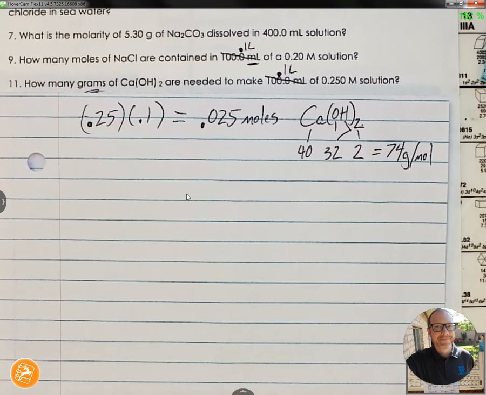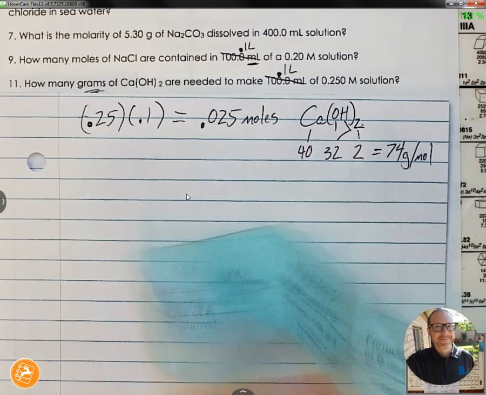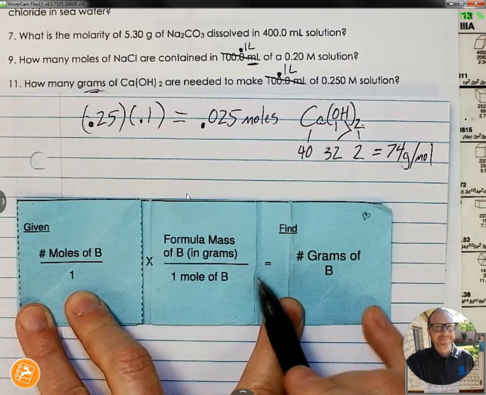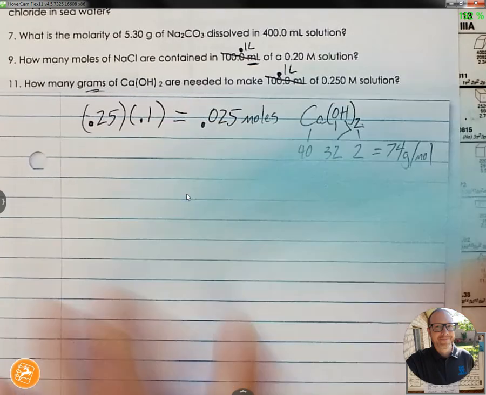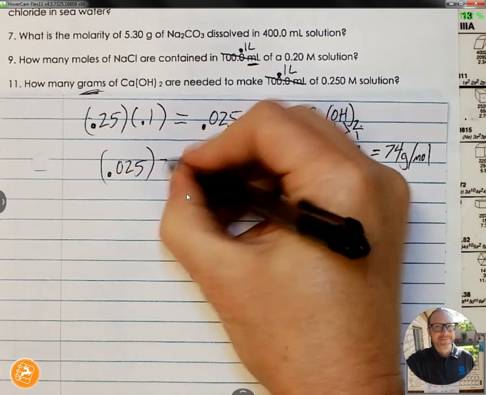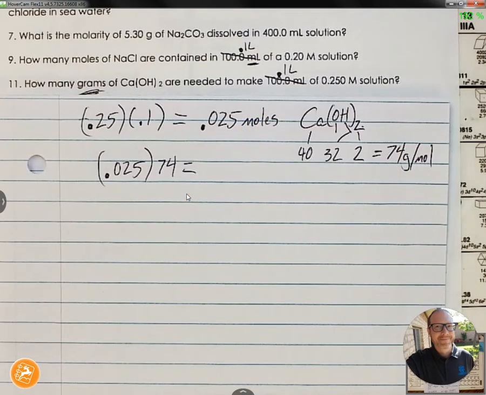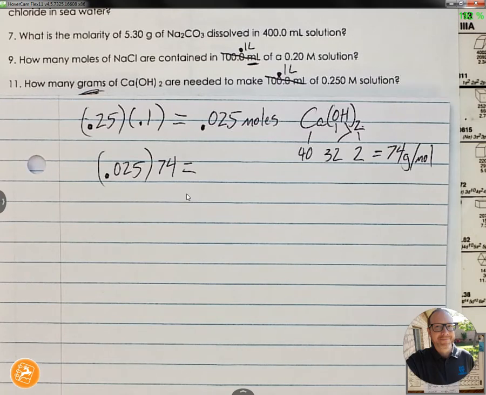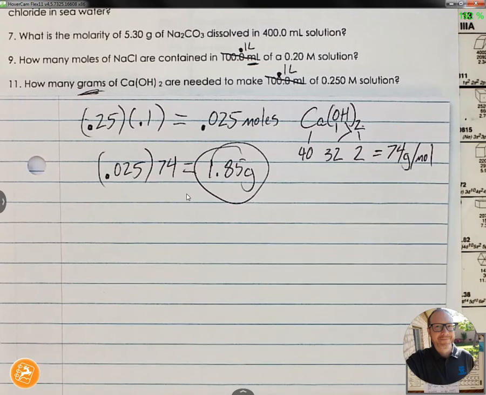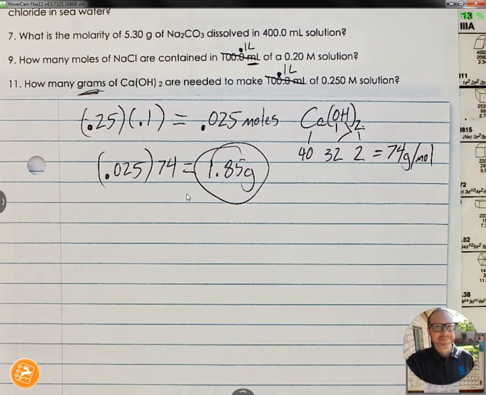So then, to get from moles, let me check it one more time, make sure I'm doing the right thing. To get from moles and change it to grams, I'm just going to take the number of moles and multiply by my molar mass. So we're going to go 0.025 times 74. That's an answer. What do you get? 1.85. So we're going to say 1.85 grams. Okay? That's about as tricky as they're going to get. Does anybody have any questions?